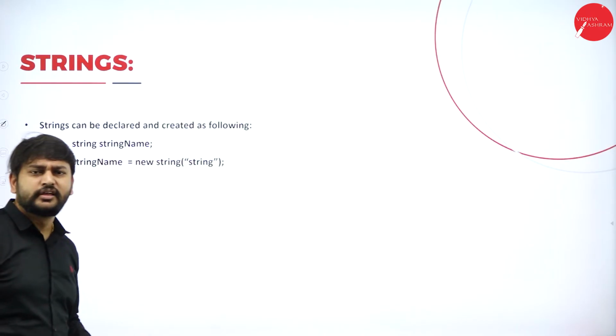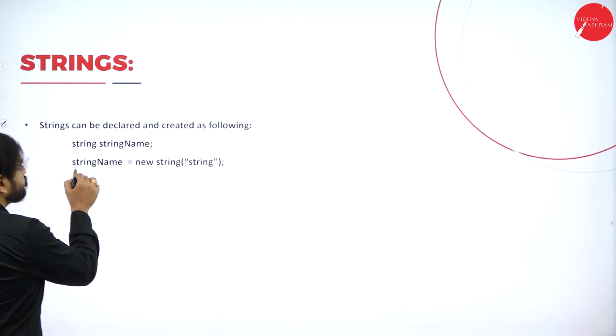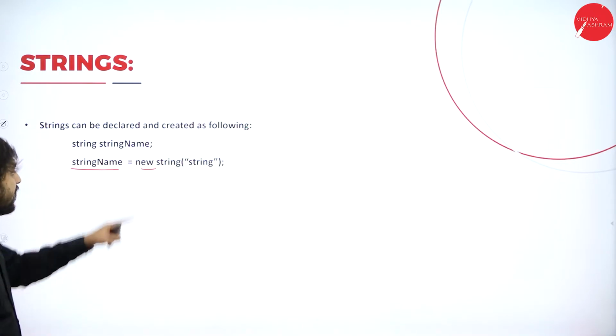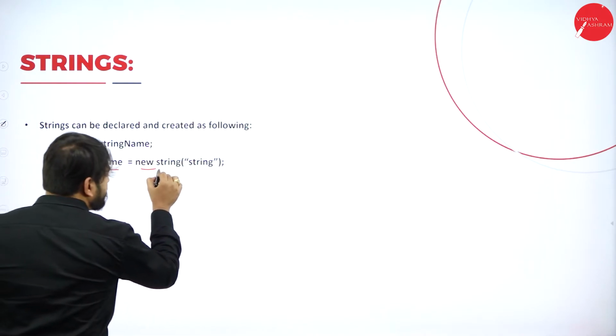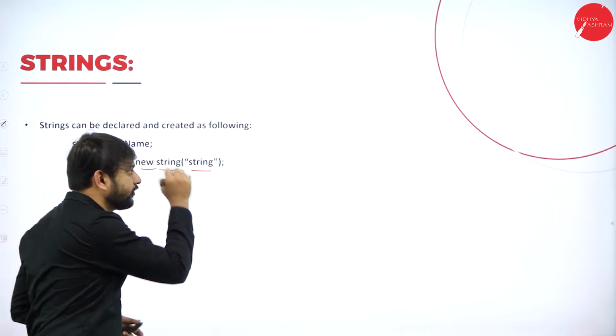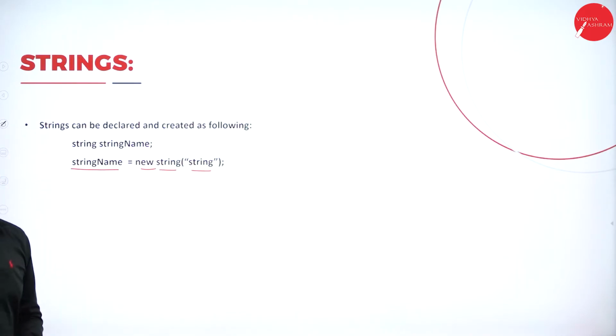Now, how do I declare it? I think I've already discussed. Please observe. We have the string name is equal to the new keyword. Again, we are allocating the memory for this, and then we are using a data type that is String, and within the double quotes, you can give the string whatever you want. So this is one of the ways that we can declare the string.